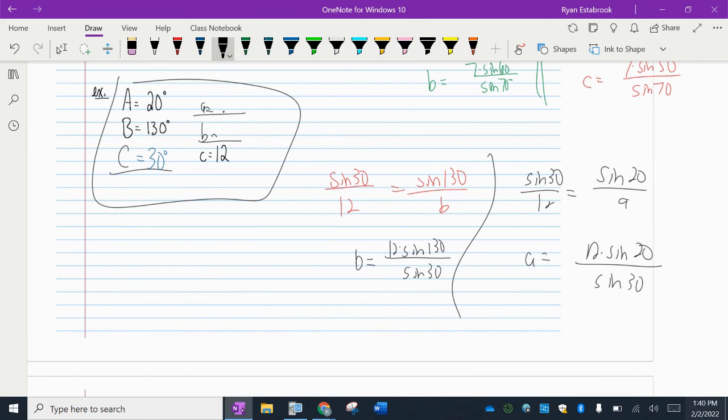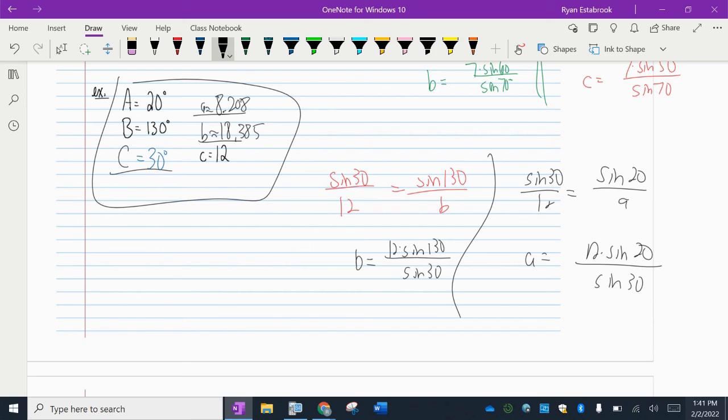When you solve for little b, 12 times the sine of 130 divided by the sine of 30, what did you get? Does that make more sense now? It's the biggest angle, biggest side. And then for little a, I'm expecting something less than 12. What'd you get? 8.208.